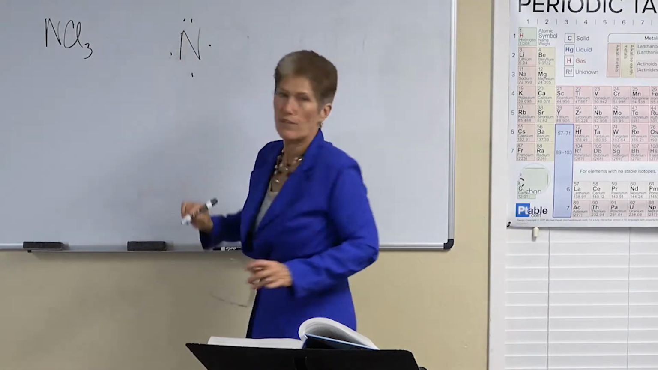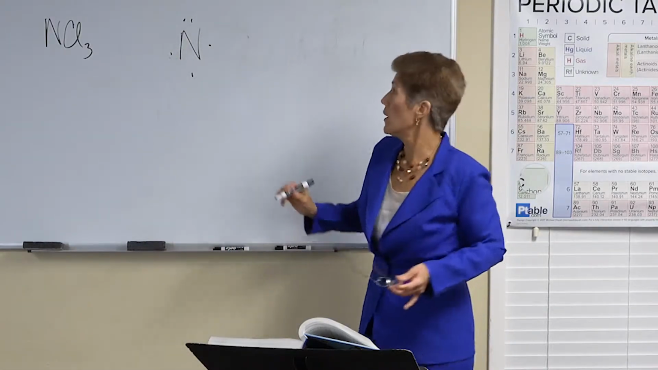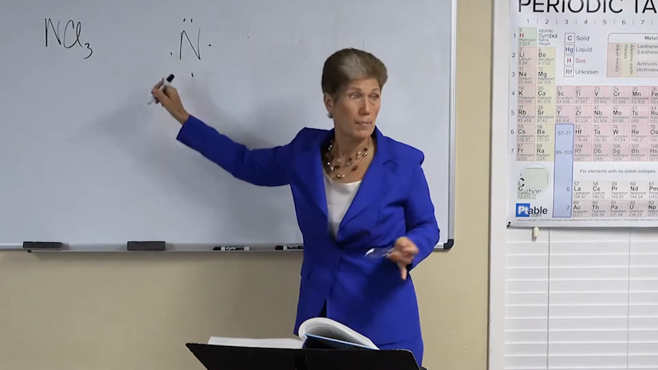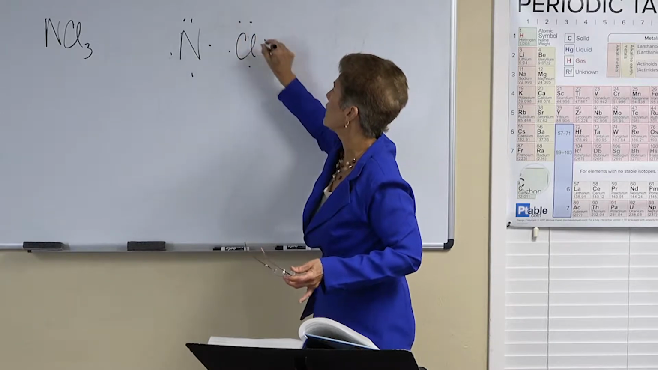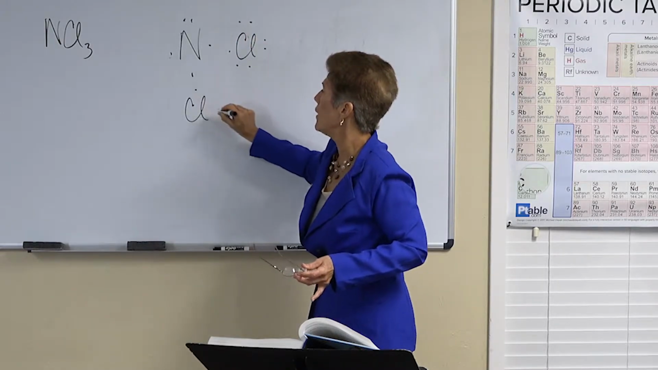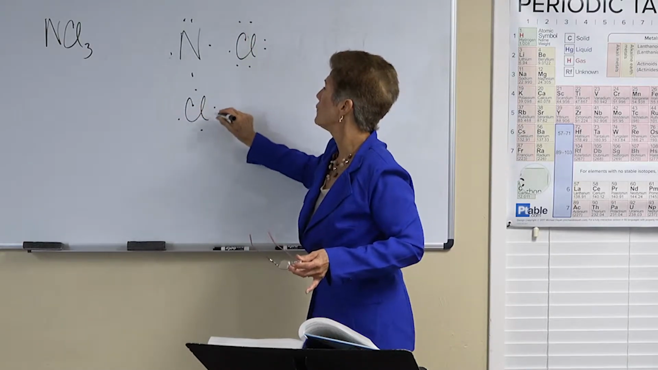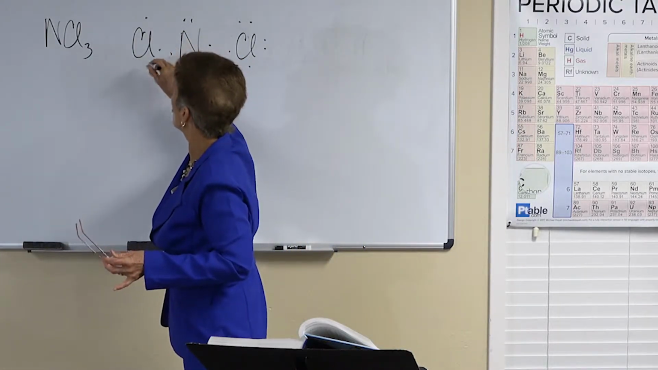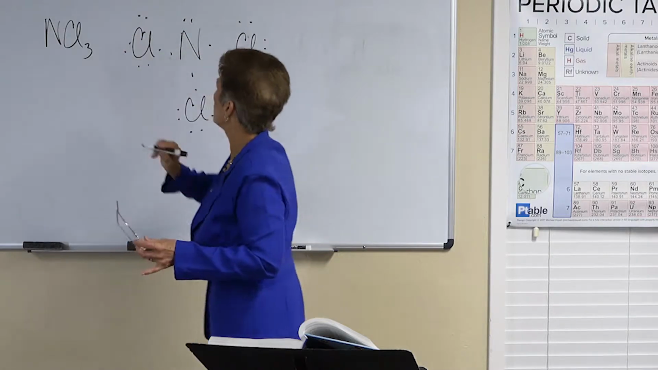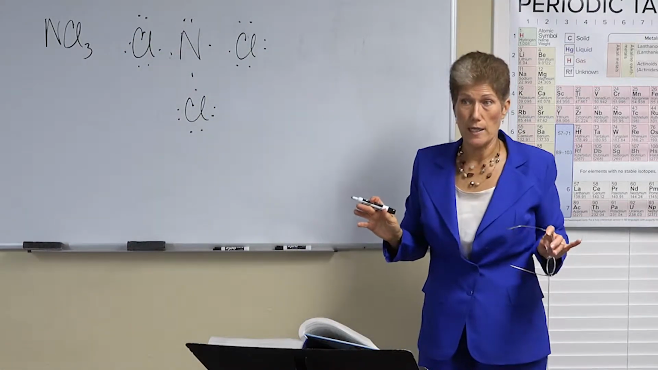3, 4, 5. Now, I know I'm going to want to get chlorine attached to these unpaired electrons, aren't I? So I'm just going to put my chlorines here. 1, 2, 3, 4, 5, 6, 7 for each chlorine. I can move them around now, can't I?